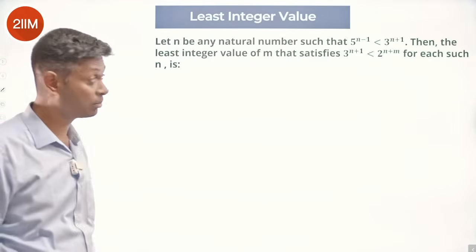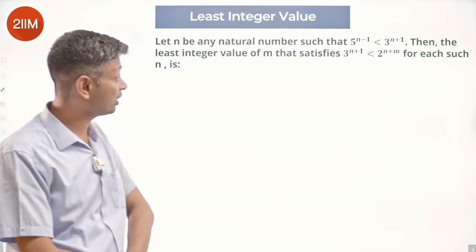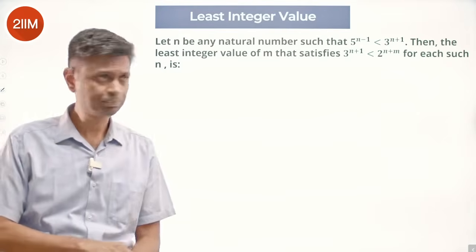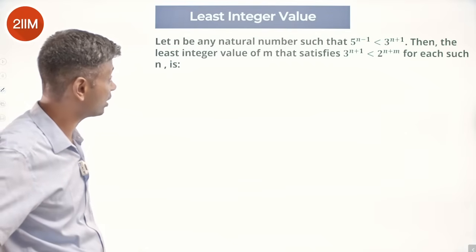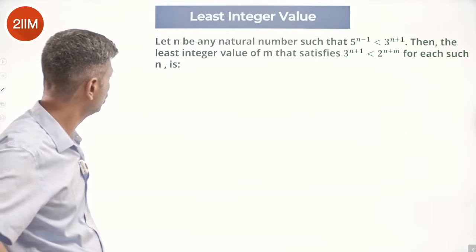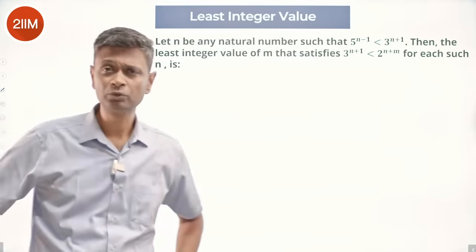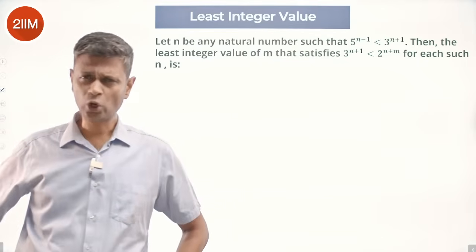Let n be any natural number such that 5 power n minus 1 is less than 3 power n plus 1. Then the least integer value m that satisfies 3 power n plus 1 less than 2 power n plus m for each n. It's one of those beautiful questions. I got caught out by this.